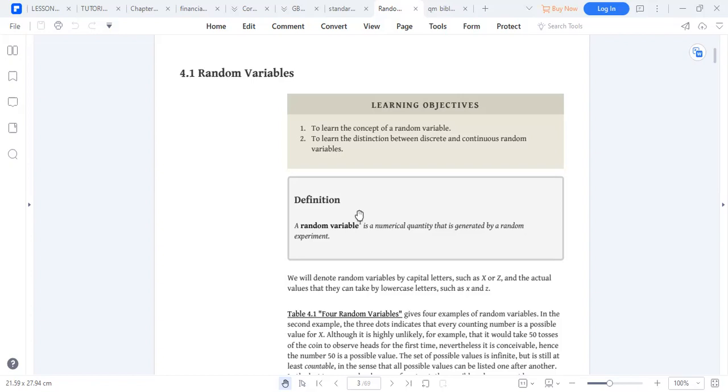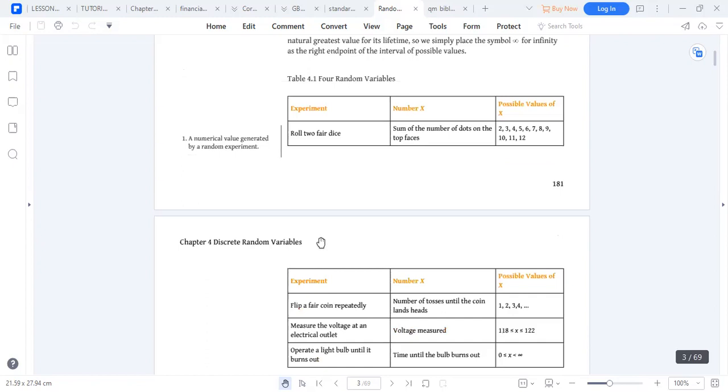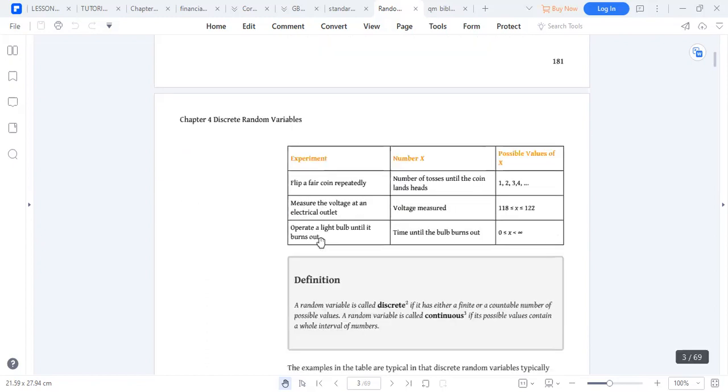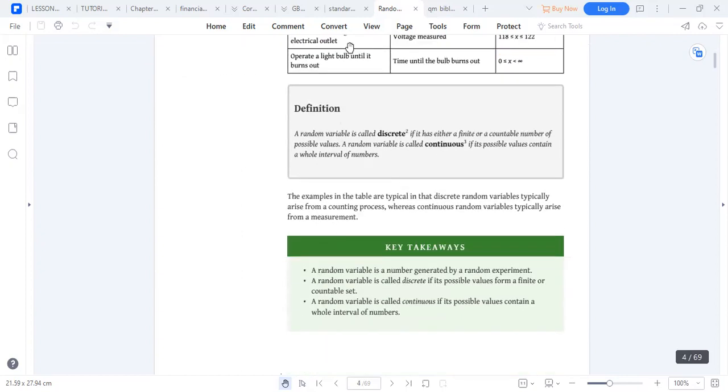So in this lesson, we're going to denote the random variables by capital letters like X. And so we'll look at experiments to do with a die, to do with cards, as well as experiments to do with actual random numbers. So a random variable is called discrete if it has a finite or a countable number of possible outcomes, whereas a random variable will be called continuous if the values contain interval numbers or decimals.